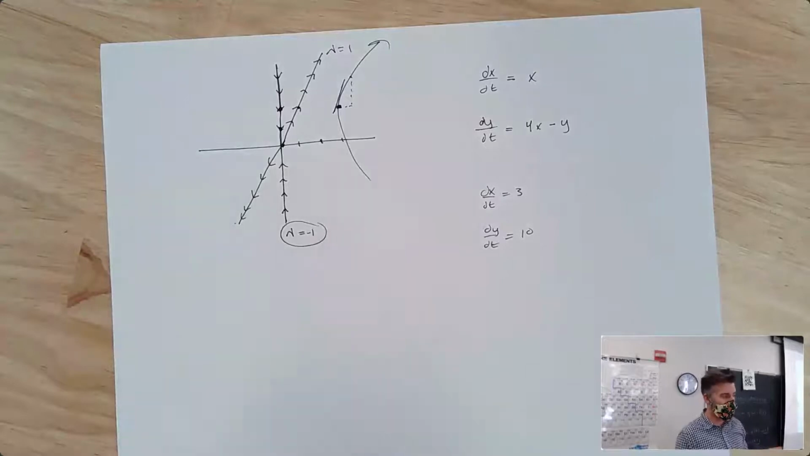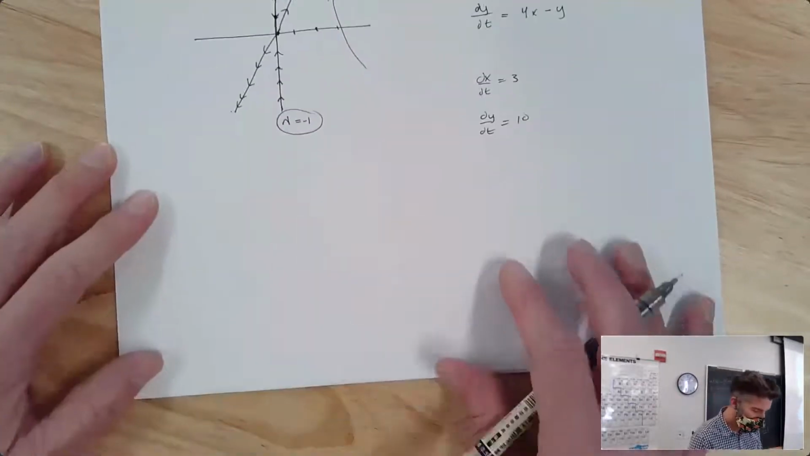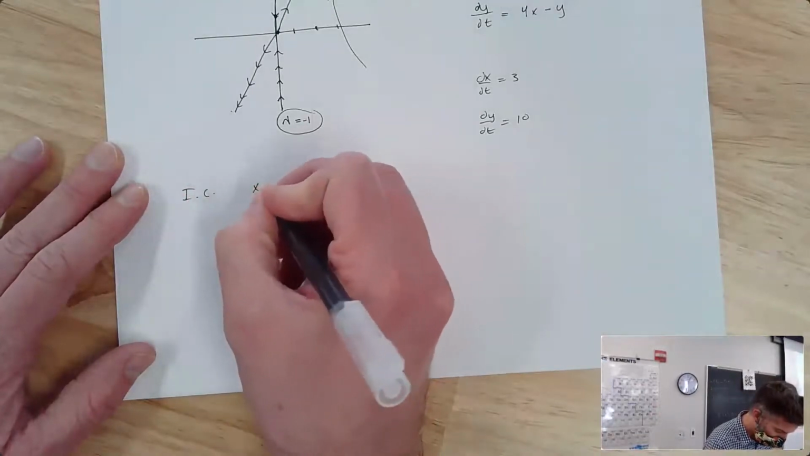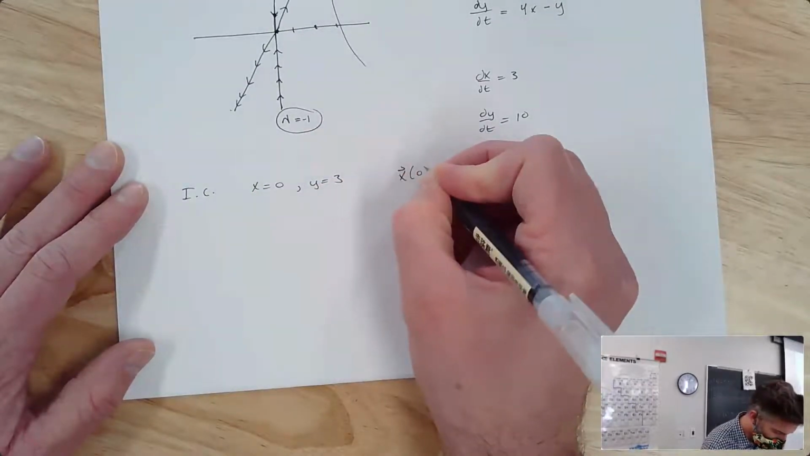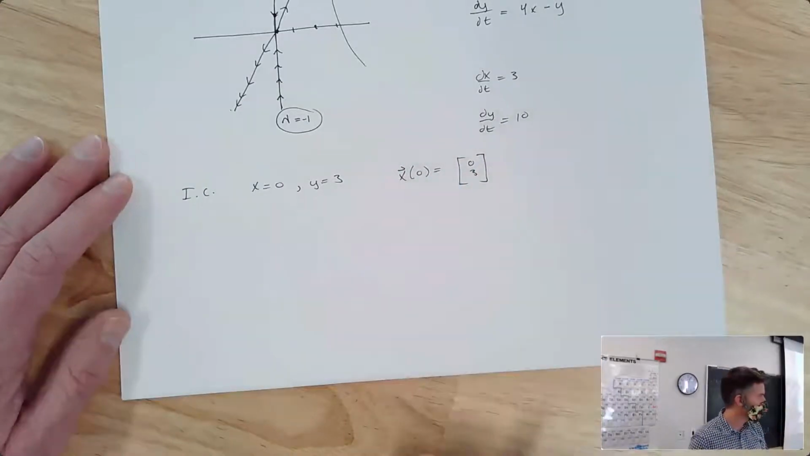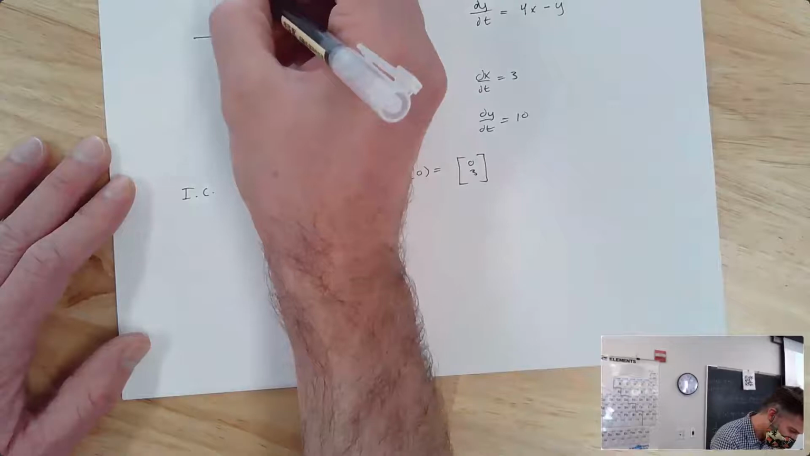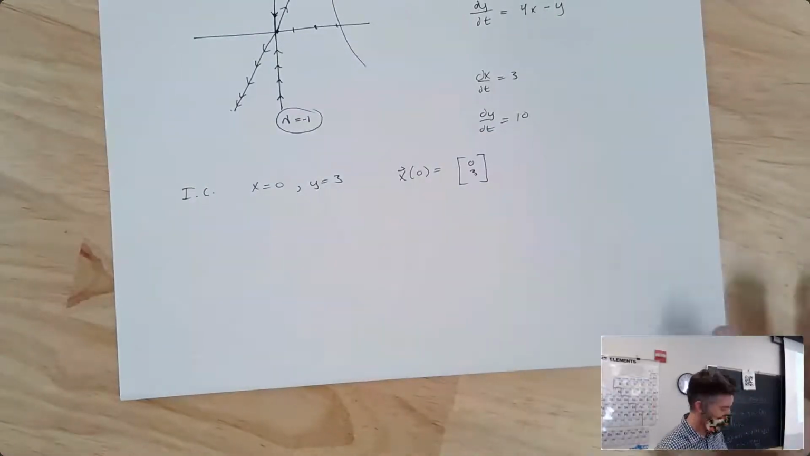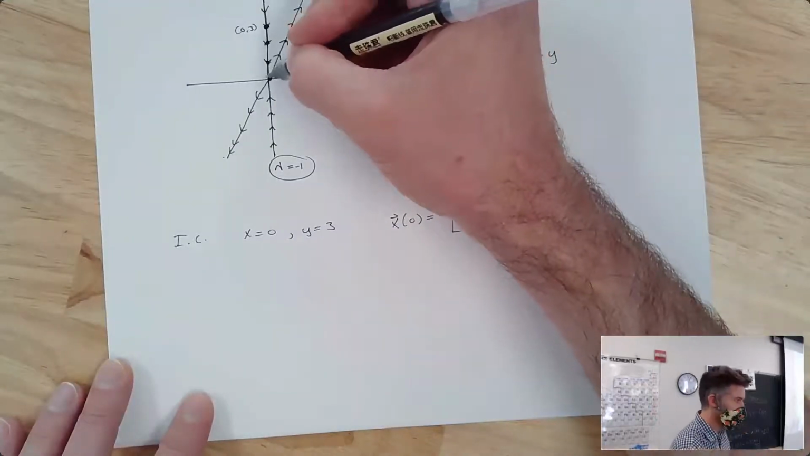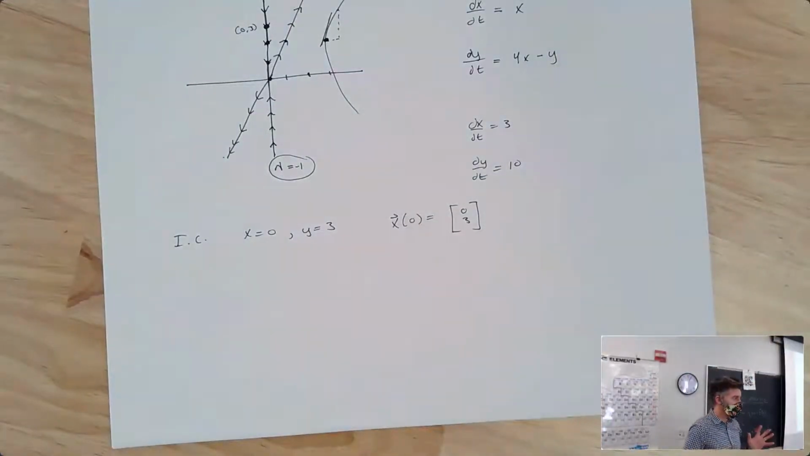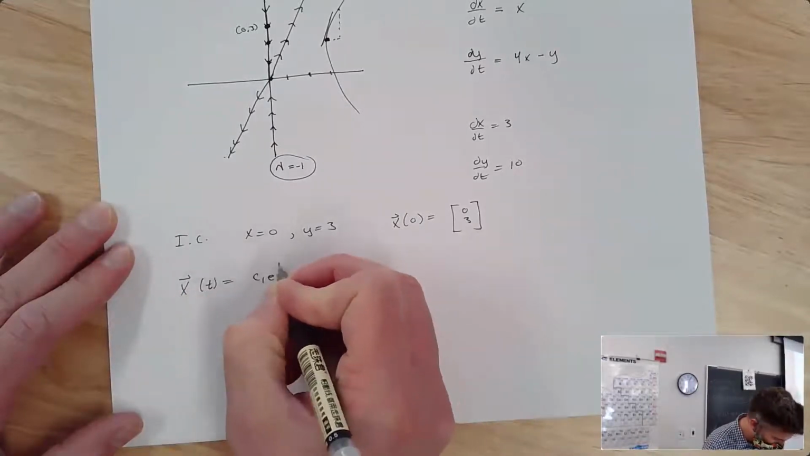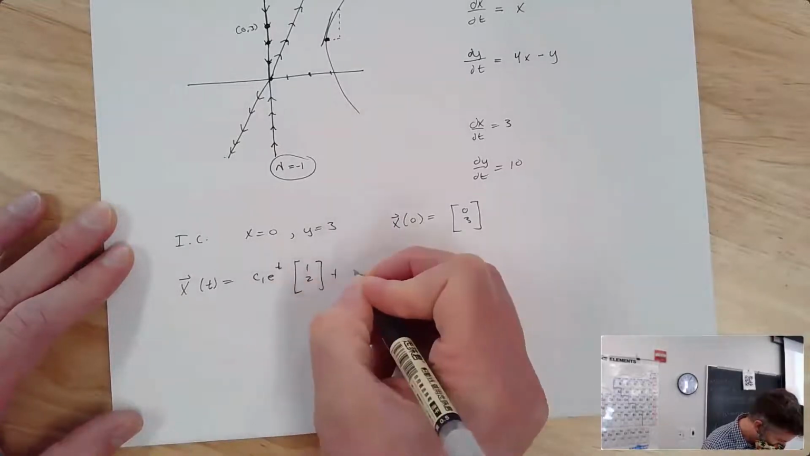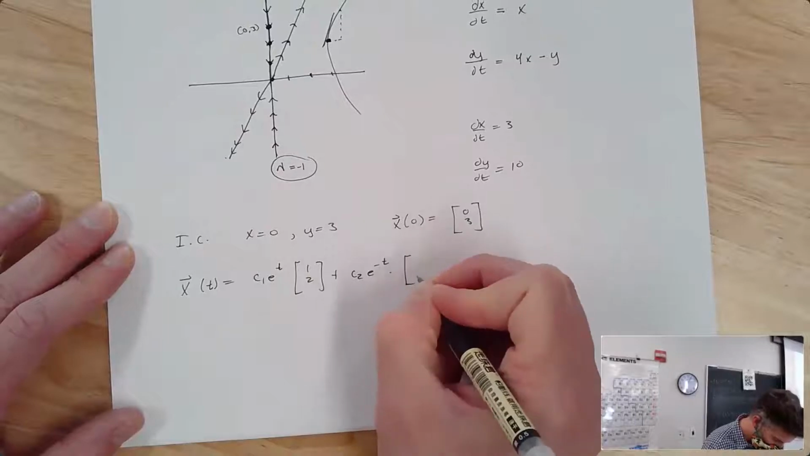So let me back up and say, let's pick some different initial conditions. Let's have our initial condition be x equals 0, y equals 3. Or if you prefer, x of 0 is (0, 3). So I'm starting right up there at (0, 3). Here's what's going to happen. We're going to get pushed towards the origin. So in this one line, you actually have stability. But let's see it from the equation perspective. Here's our general equation again: x of t equals c1 e to the t times (1, 2) plus c2 e to the negative t times (0, 1).